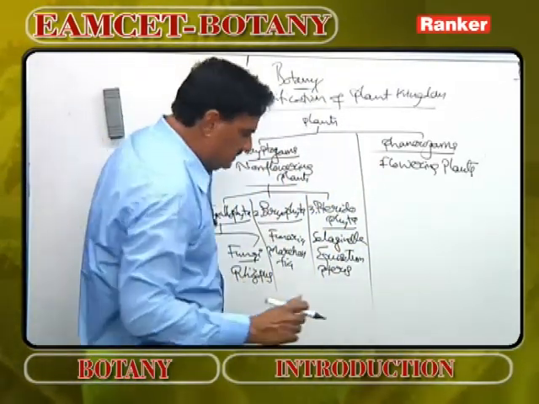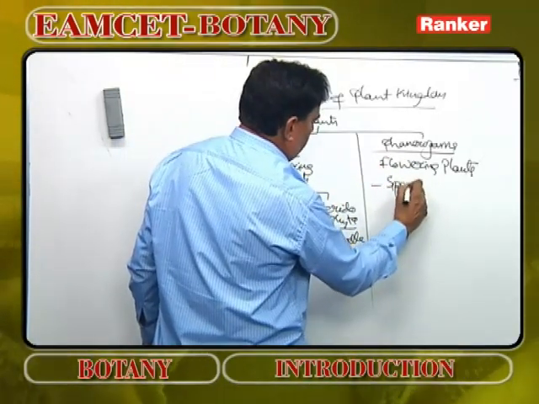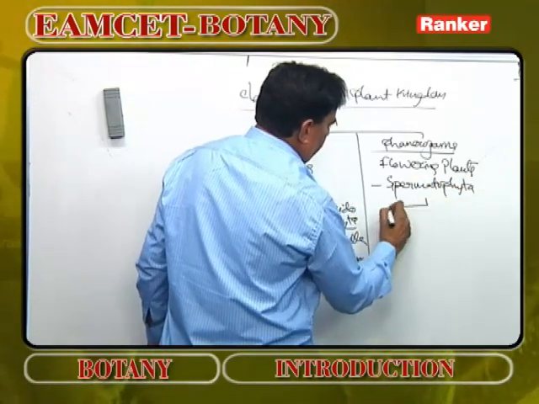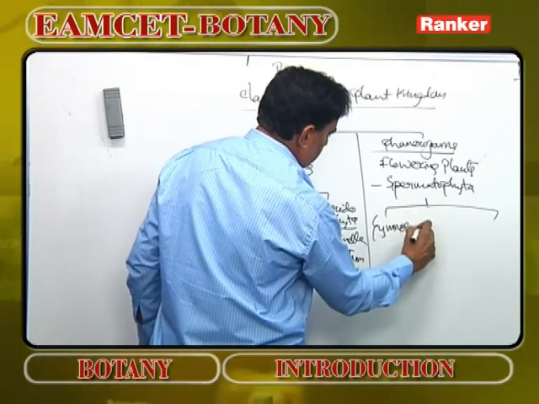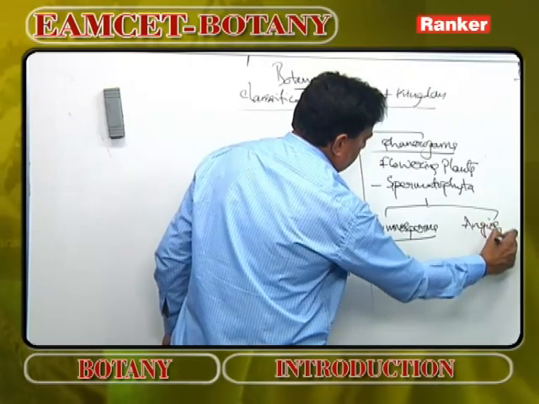Now flowering plants. Flowering plants, phanerogams, are divided into only one division, that is Spermatophyta. The Spermatophyta is divided into two subdivisions. One is gymnosperms, the other is angiosperms.